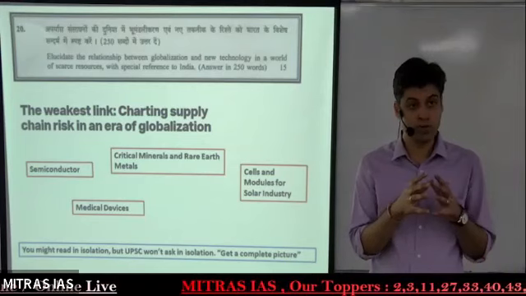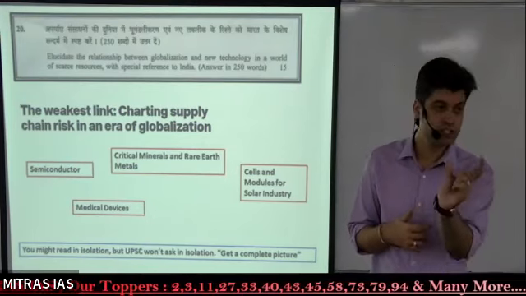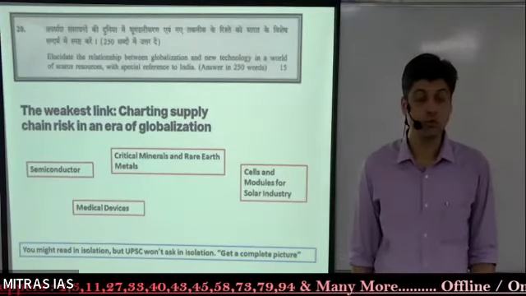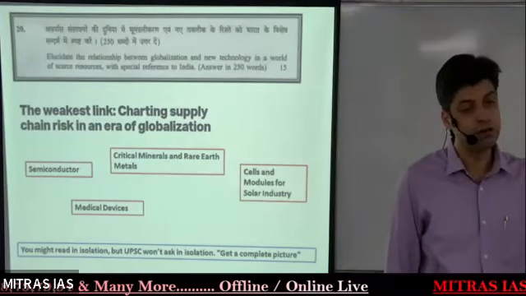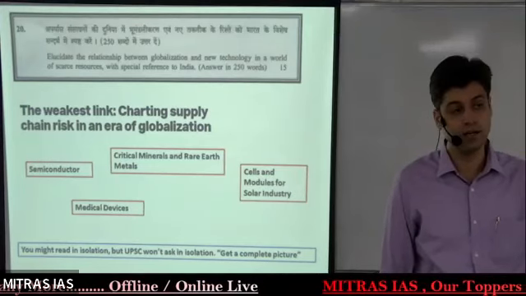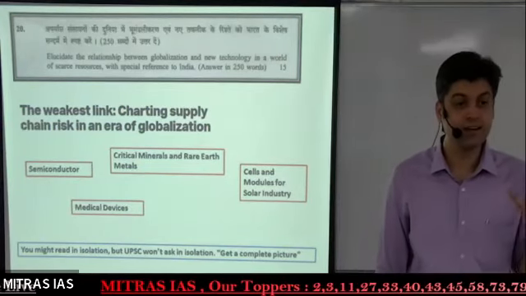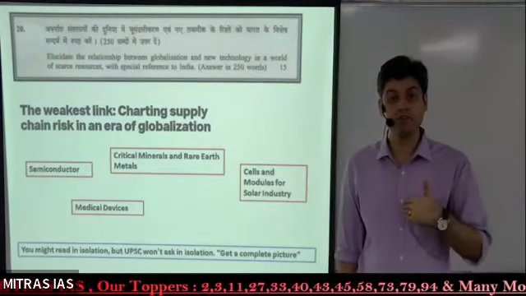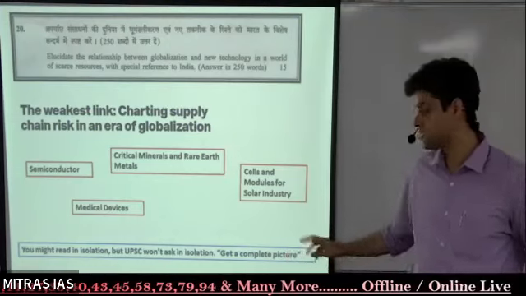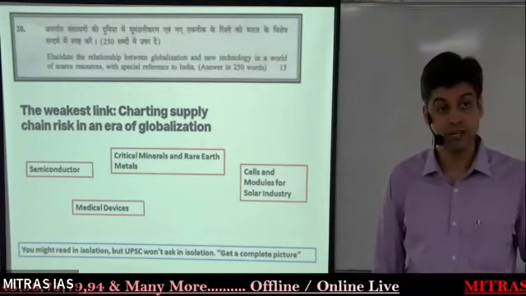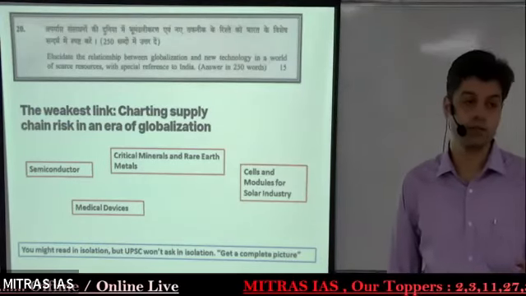So you cannot go into fertilizer here, even though we wish to, because of the new technology word mentioned here. So it's a very complex question. What I've written here is you might read various topics in isolation. Someday semiconductor issue, someday critical minerals and rare earth metals. But UPSC won't ask in isolation. It'll club together. Overall, have you understood issues over time? Get a complete picture. That is very important. So that is where continuous regular reading of newspaper, analyzing regularly becomes very important, right?